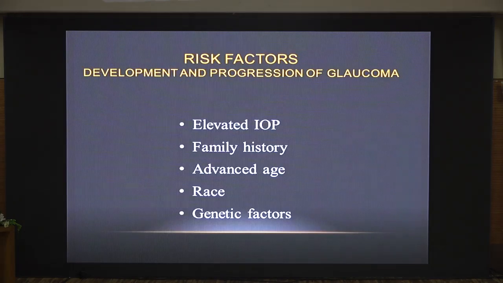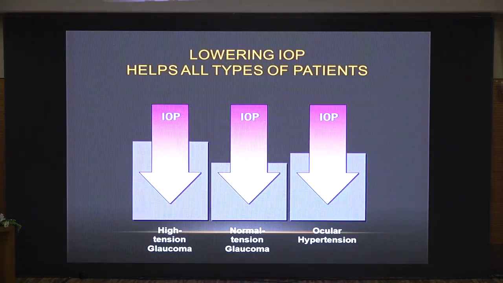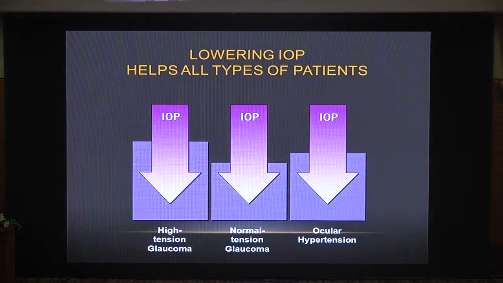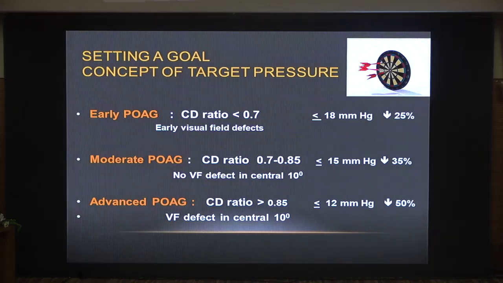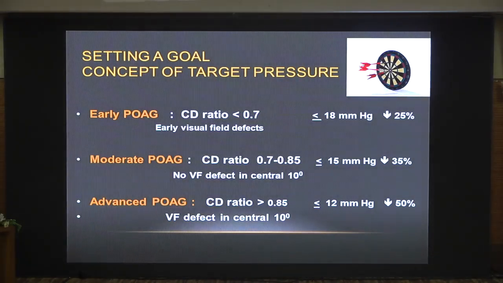So the risk factors, of course, we know: elevated IOP, family history, race, genetic factors, of which the only thing that you as a doctor and as an ophthalmologist can do is control the IOP. And remember, lowering the IOP is important in all forms. So OHT, normal tension, POAG, any glaucoma that you have, all studies have shown that lowering the IOP is beneficial rather than not.